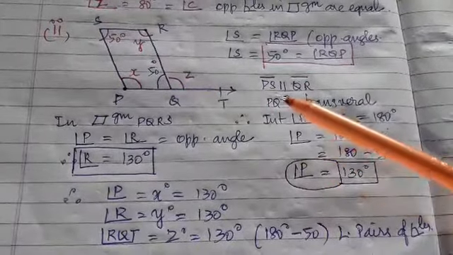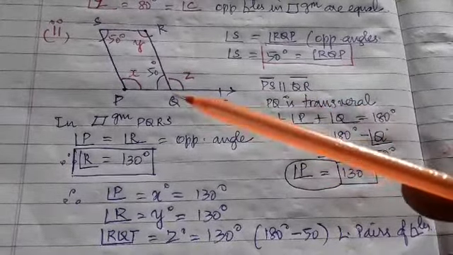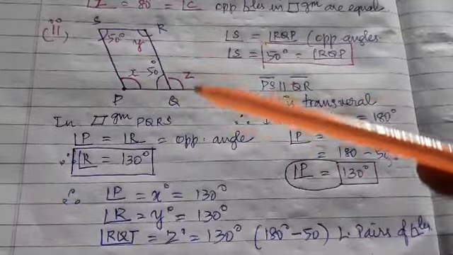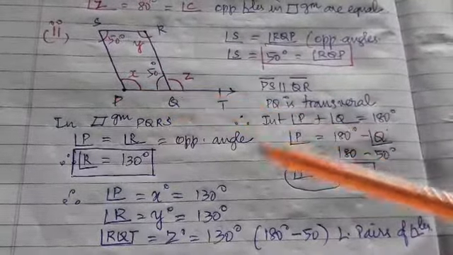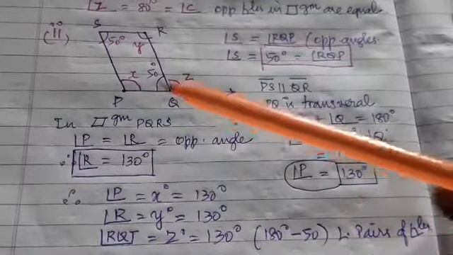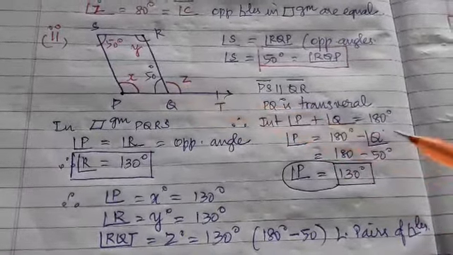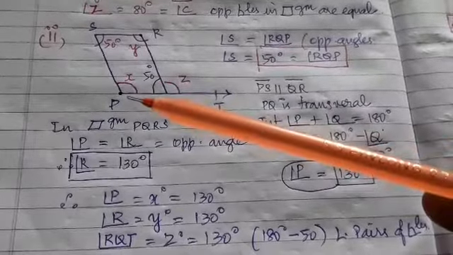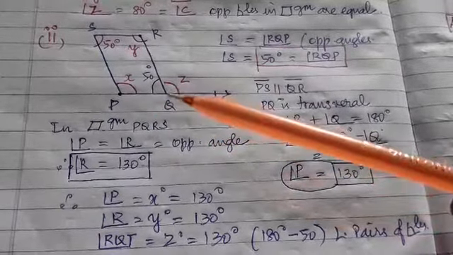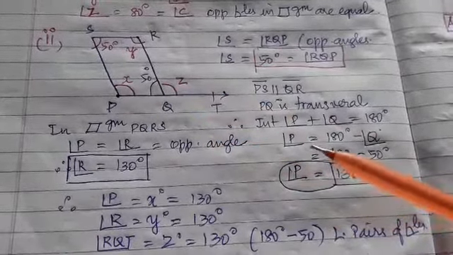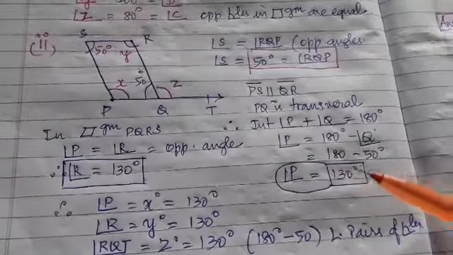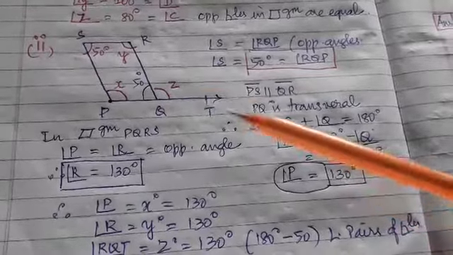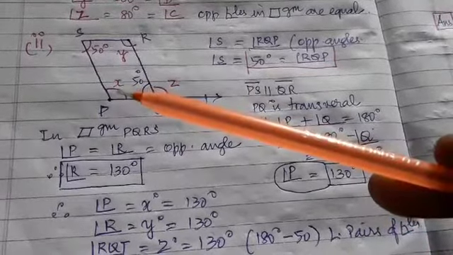And once again PS is parallel to QR. So that means what? PQ is a transversal. So angle P plus angle Q equals 180 degrees. We know P is X and Q is 50. Therefore, P equals 180 minus angle Q, that is 180 minus 50, so P equals 130. So this angle X will be 130.